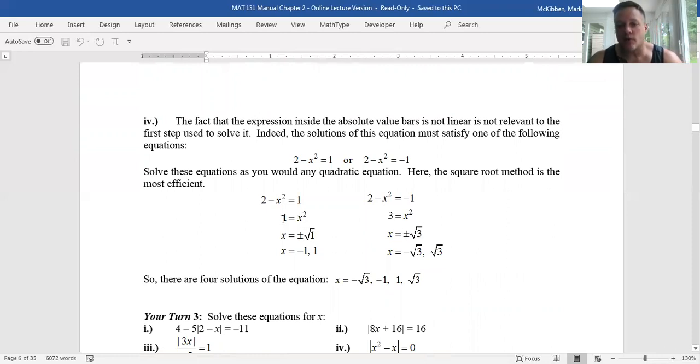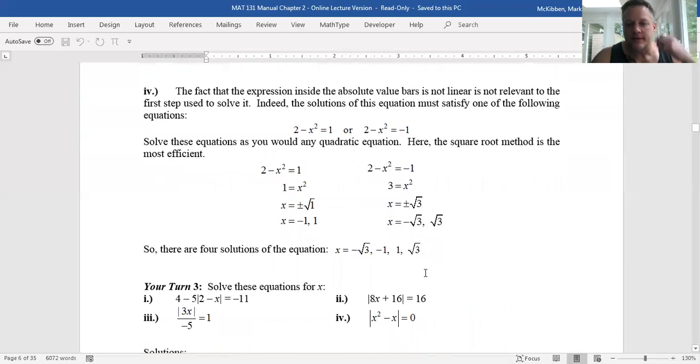All right, and so I get x squared equal to 1. That means x is equal to plus or minus √1, and then the same way over here, so that in the end, you actually get 4 solutions. All right, so go ahead and try your turn 3.